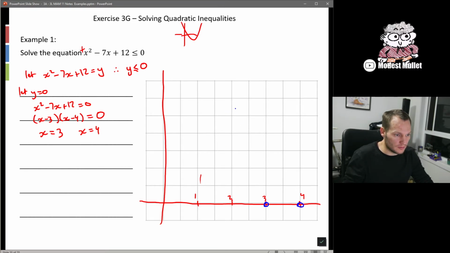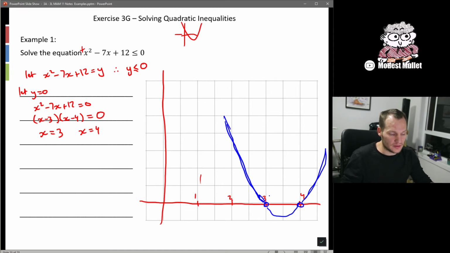I know it's a U-shaped graph, so it's going to look something like coming down through like that. So there's a rough sketch. I don't know where the turning point goes down to. That doesn't matter. I just need to have an idea of where the intercepts are and what the graph is doing. Okay. Now I want to know, like I said, when is the y values less than or equal to 0. So any x values that give me a y values down here, that is when y is less than or equal to 0, including that.